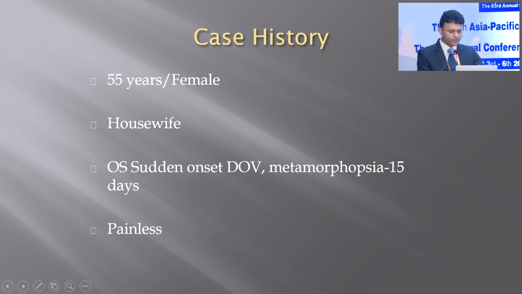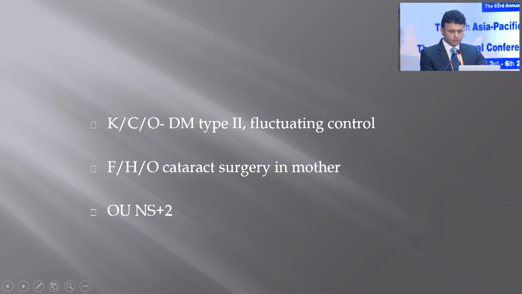So I'll just start with a quick case illustration. This was a 55-year-old female, a housewife, who came to us with sudden onset decreased vision and metamorphopsia since 15 days, painless in onset. She was a known case of diabetes type 2 with fluctuating control and a family history of cataract surgery in the mother. The anterior segment examination was unremarkable except for the presence of grade 2 nuclear sclerosis.